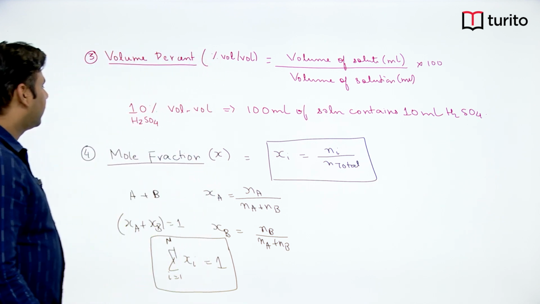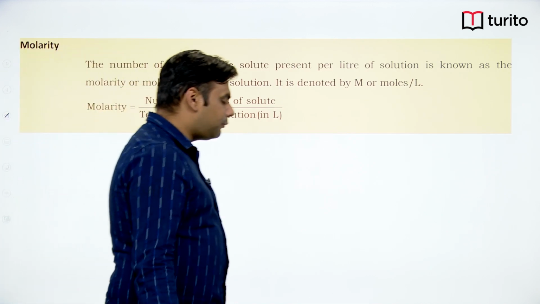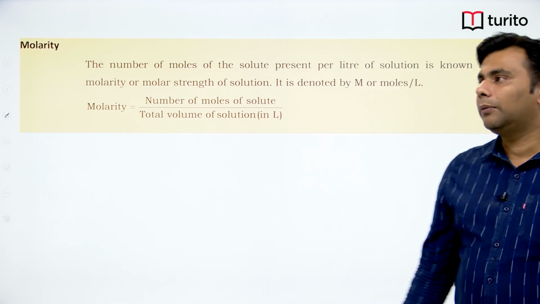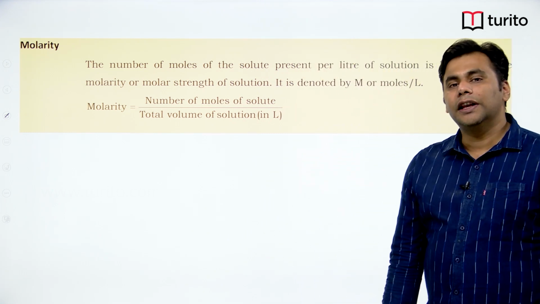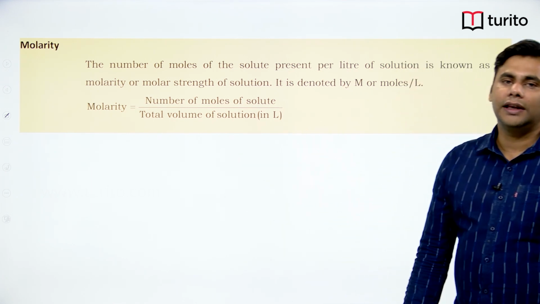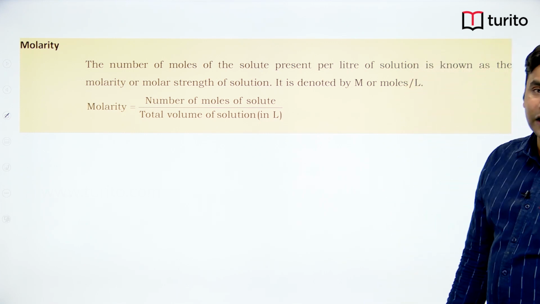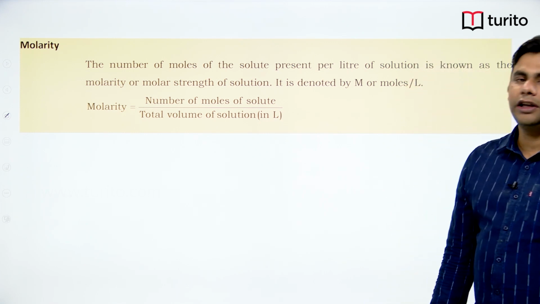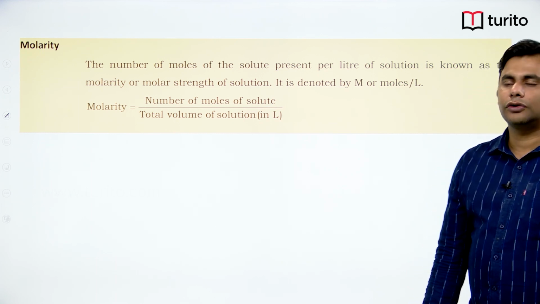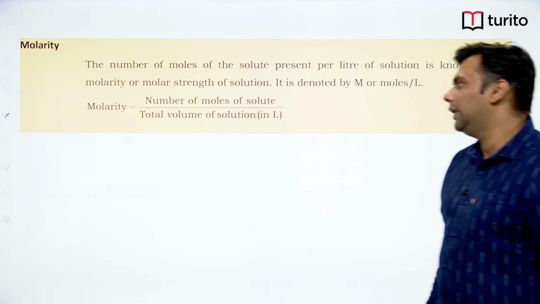Okay, I hope you have written this. Now the next term is a very important one, that is molarity. Now we know that molarity is basically the number of moles of solute divided by the volume of solution in liters. So basically the number of moles of solute present per liter of the solution tells us about the molarity. This is also called concentration. Okay, so the unit of molarity is capital M, or we can write it as mole per liter.